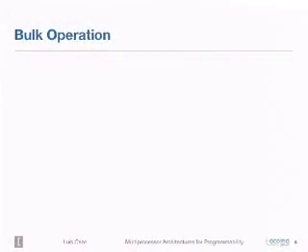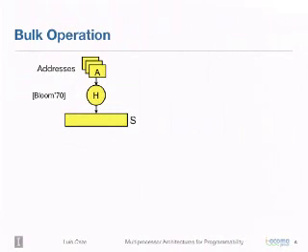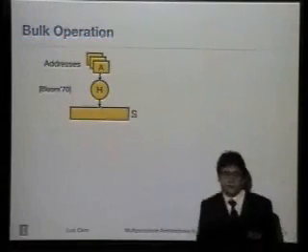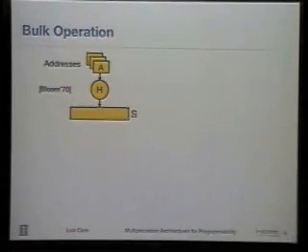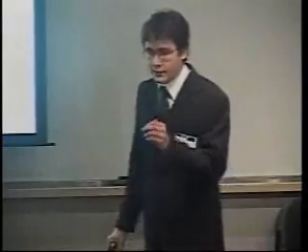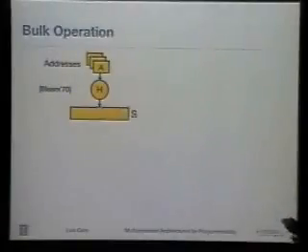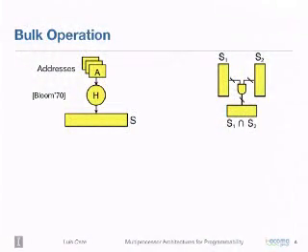So let me give you an overview of what bulk operation is. The idea, as I mentioned before, is to encode a set of addresses using a hash function into a signature of fixed size. This hash function is based on Bloom filters. I don't know if you're familiar with Bloom filters, but the idea is hash encoding with no false negatives. It's a superset encoding.